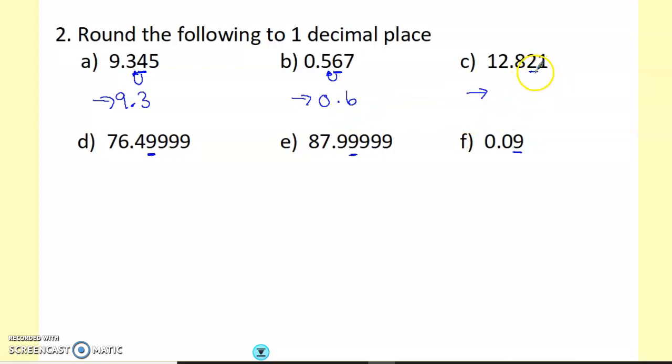Okay, next one. The second number after the point is a 2. 2 is less than 5, so that's going to stay as an 8. So that stays as 12.8.